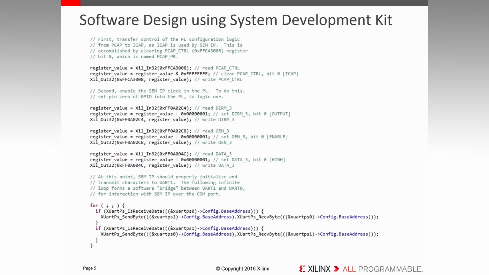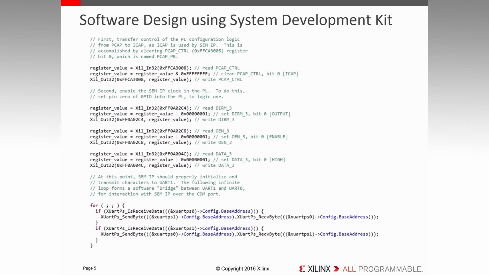Startup of the UltraScale architecture SEM IP, as described earlier, begins with changing which configuration RAM access port is active. The FSBL left the PCAP active, but I need to change that to make ICAP active. That change is made through the PCAP control register by clearing a bit called PCAP PR. After making that change, the next step is to enable the clock to the UltraScale architecture SEM IP. That change is made through the GPIO control registers DIRM3, OEN3, and Data3. I program the GPIO bit to be an output, enabled, and have a value of logic 1.